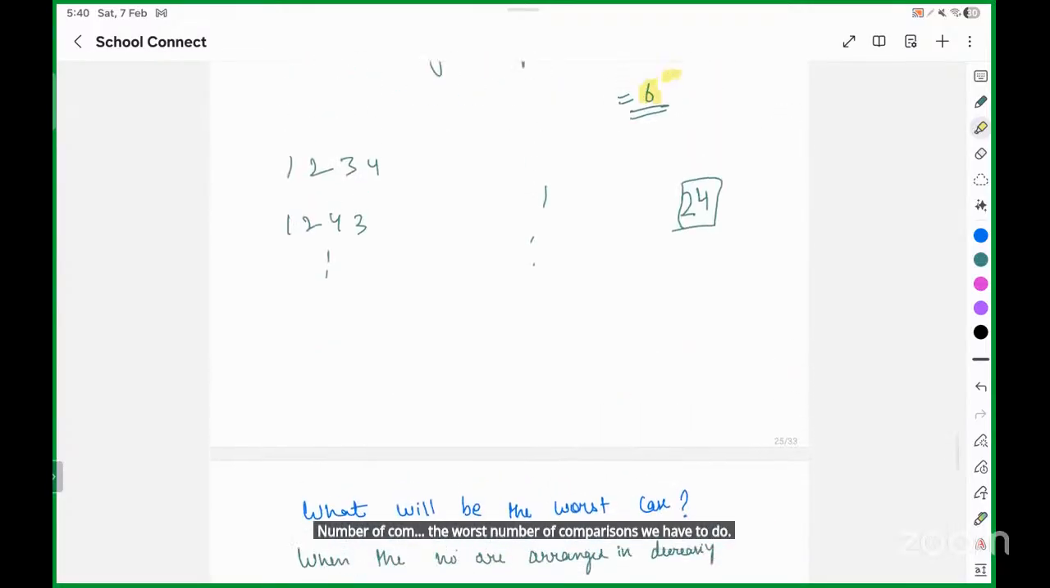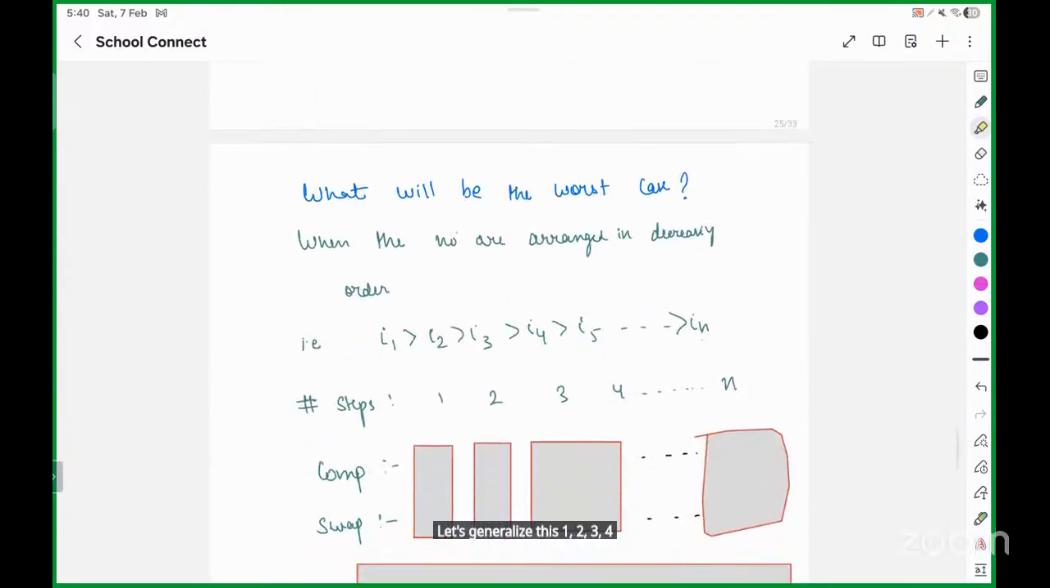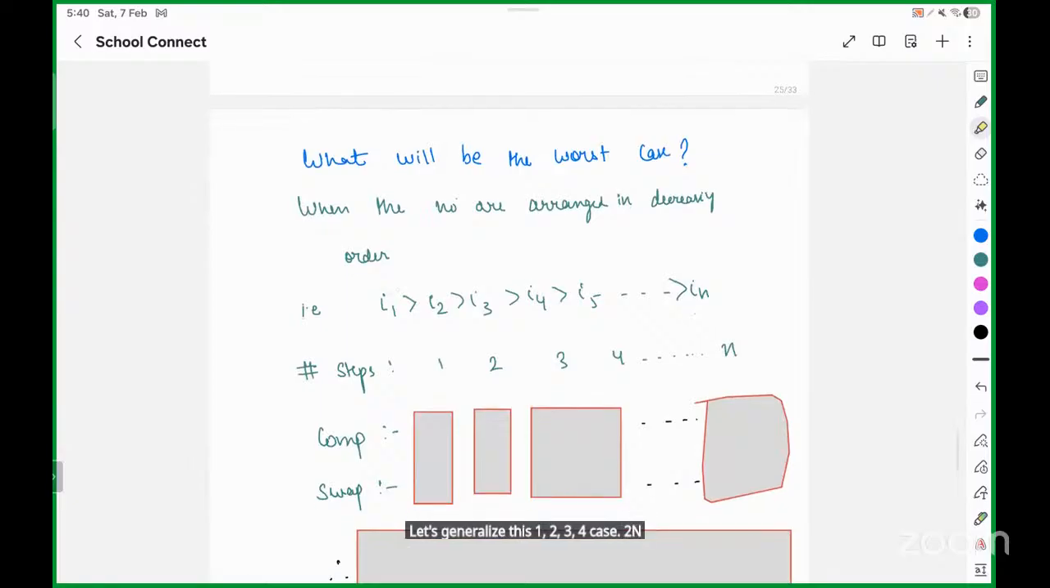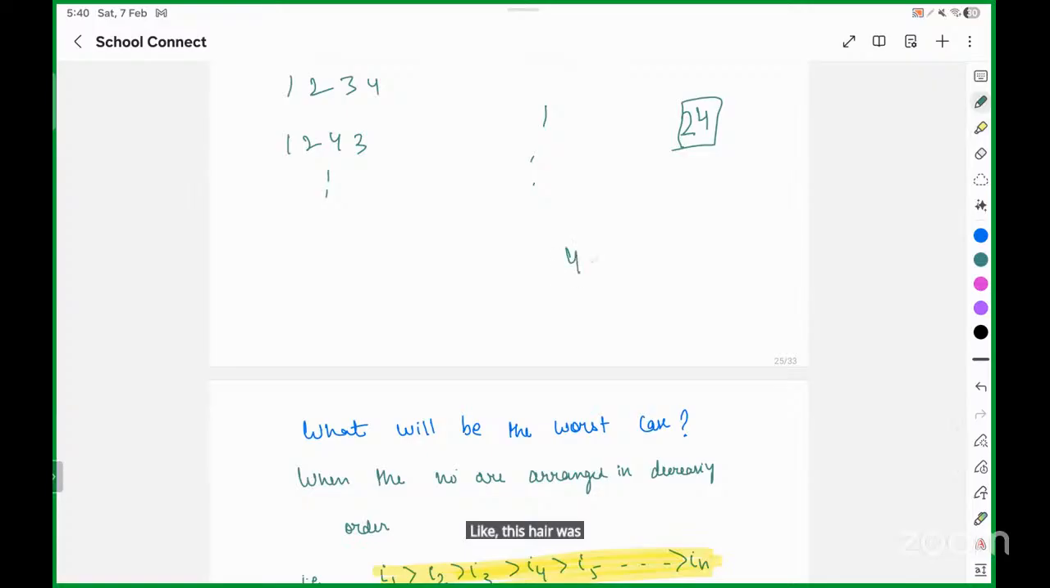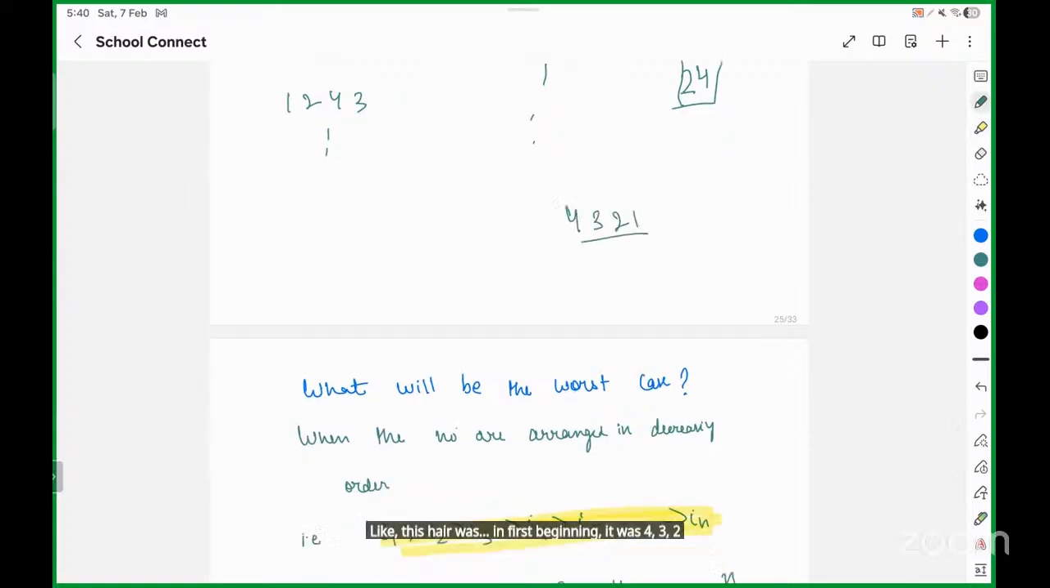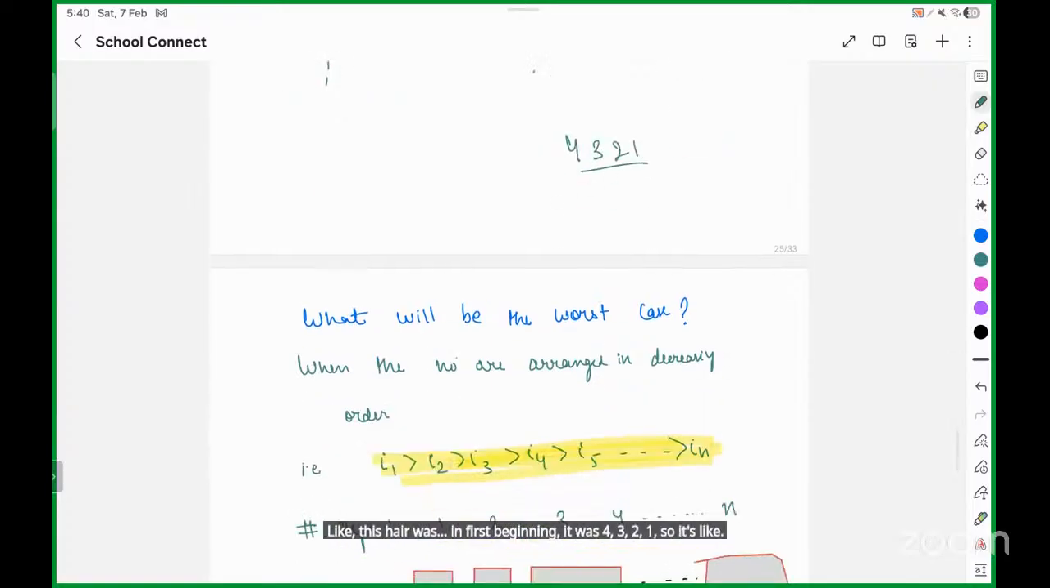Let's generalize this 1, 2, 3, 4 case to n. So this is the type of array we want. This is the array which is now given to us, because we know the worst case is that the larger number comes first, then the next, and so on. Like here, in the beginning it was 4, 3, 2, 1. So 4 is largest, 3 is next, 2 is next, and then 1. So in this case it's like this.